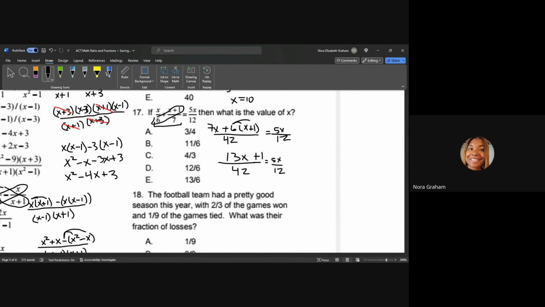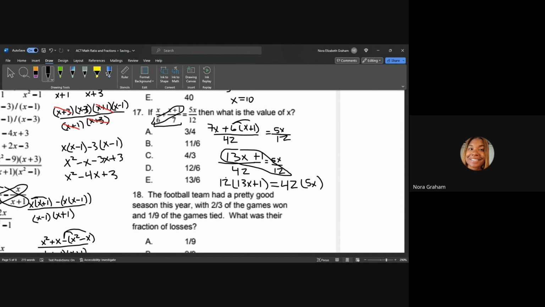Okay. Now after this, I notice that I have two rationals set equal to each other. So I can use the cross method again, okay? Which means I have 12 times 13x plus 1 equals, again, use the cross method, 42 times 5x. Okay.